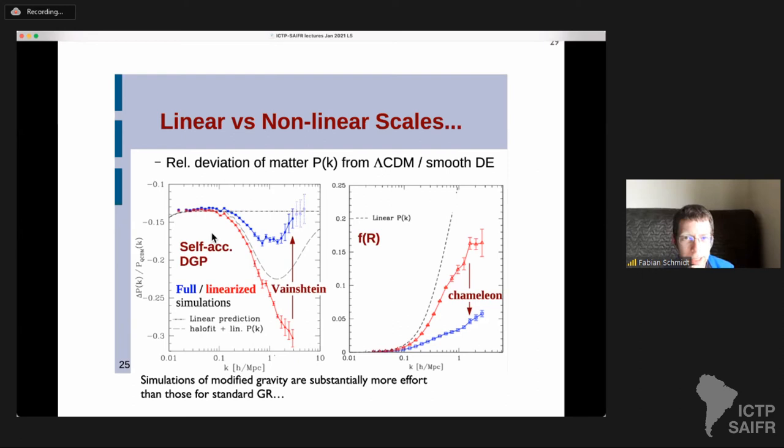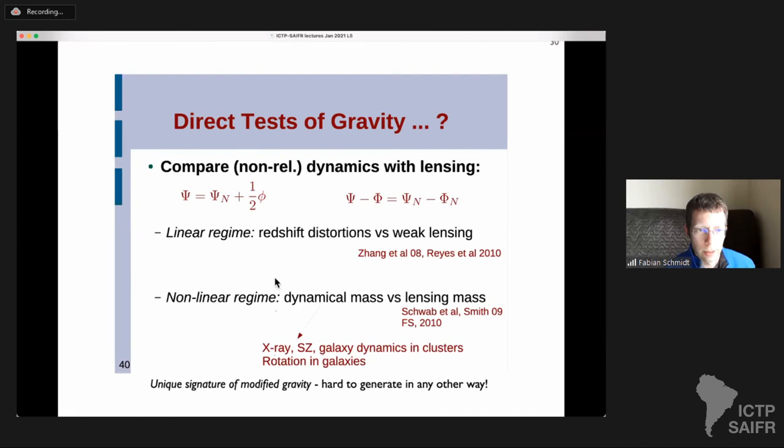This model turns out to be theoretically inconsistent. We simulated it here, but it's actually not viable theoretically because the scalar particle that we're considering here has a ghost instability. But basically, just to point out, we can probe modifications of gravity by looking, for example, at the nonlinear power spectrum from lensing. And even better, of course, is to do this comparison of dynamics of non-relativistic objects with lensing.